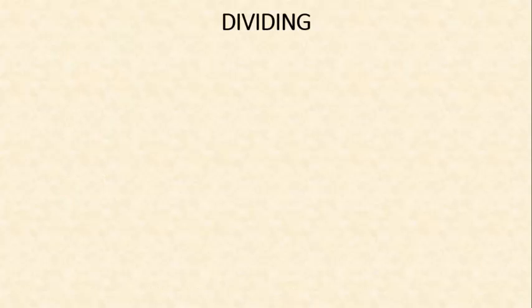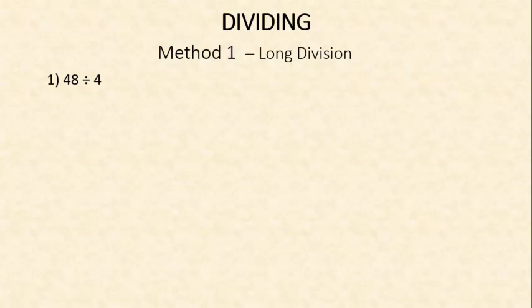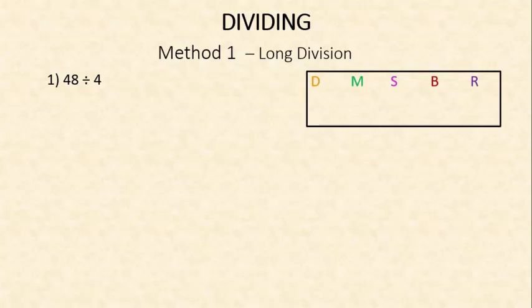Dividing. Method 1, long division. Question 1. 48 divided by 4. We're going to write DMSBR in its block on the right-hand side. Remember, those mean divide, multiply, subtract, bring down, and repeat. These are the steps that we will take.